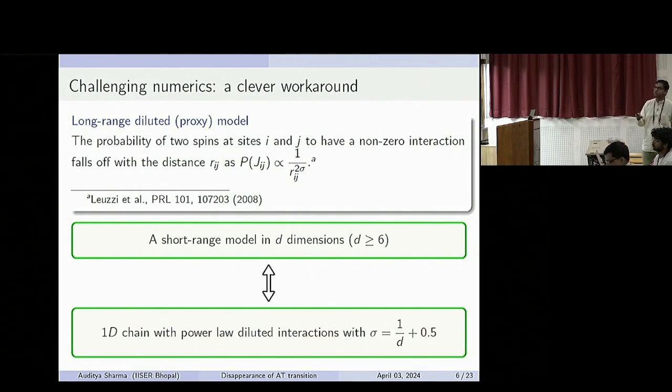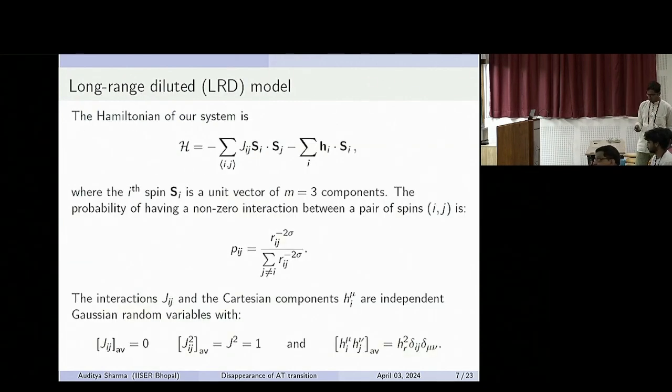I will show you some data. It has been shown that there is a correspondence between the exponent sigma and the effective dimension that it corresponds to. So given d, one can go to sigma, or in the other direction. We will make use of this to make statements about the AT line itself.